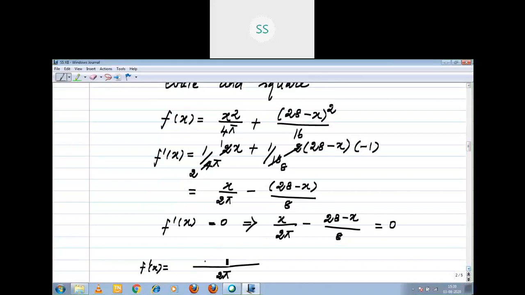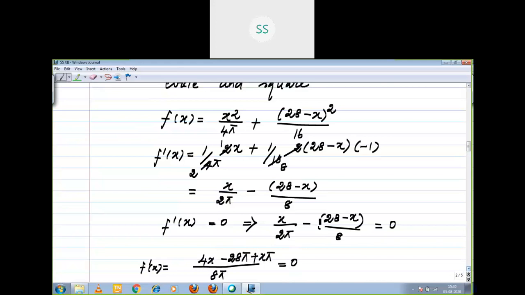8 pi, right? 8 pi. How many times 2 appears in 8? 4 times. So 4x minus 28 minus into minus, what? Here pi is missing, no? 28 pi minus, yeah, minus into minus plus x pi, which is equal to 0. Am I right, children? You got what I wrote here?